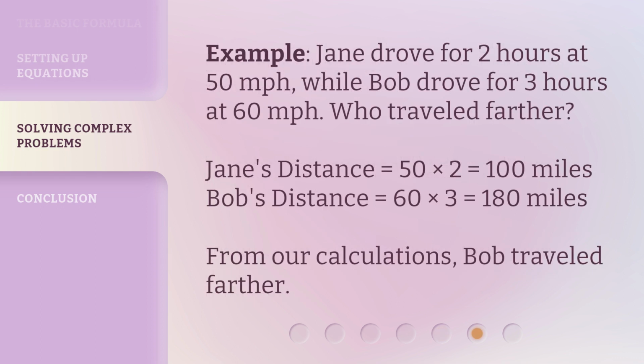Example: Jane drove for 2 hours at 50 miles per hour, while Bob drove for 3 hours at 60 miles per hour. Who traveled farther? Jane's distance equals 50 times 2 equals 100 miles. Bob's distance equals 60 times 3 equals 180 miles. From our calculations, Bob traveled farther.